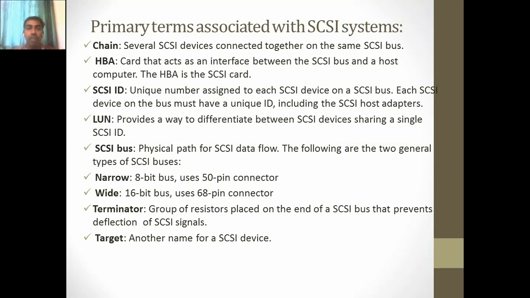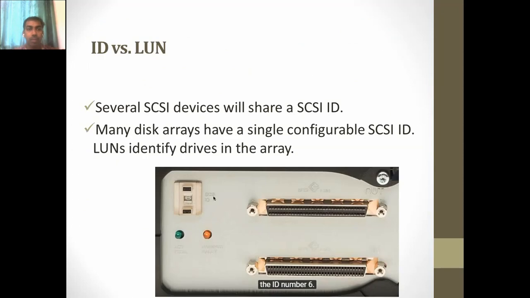So if there is any variation in SCSI signals, this terminator will take it into consideration. And there is also another one, the target pin. This is also another name for this SCSI device. This also helps in communicating the server with the systems. So here you can see the SCSI ID number and LUN.